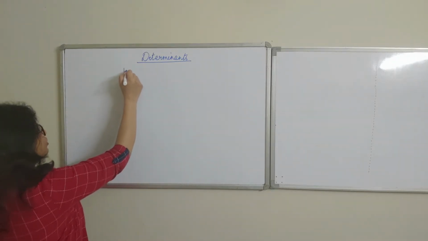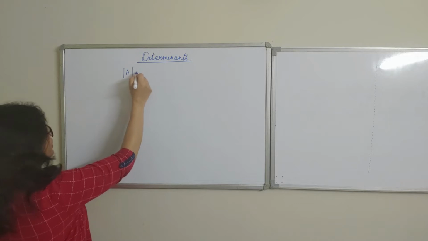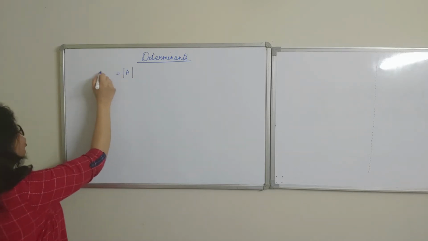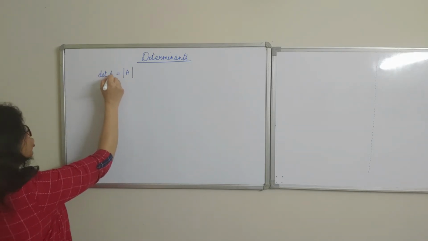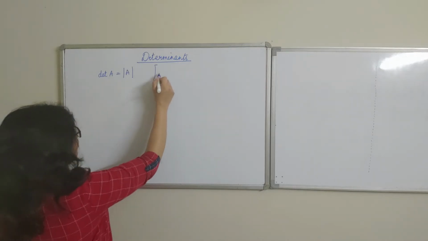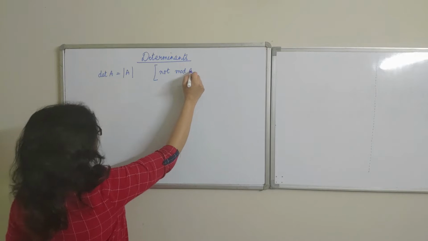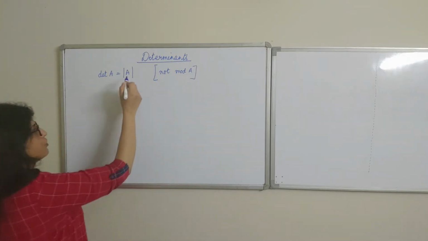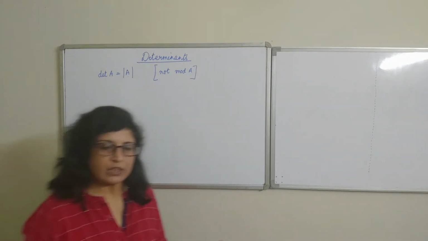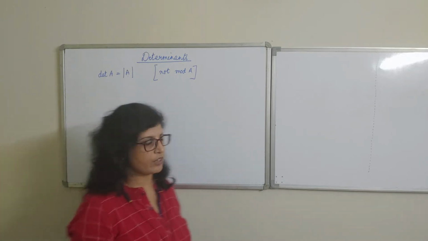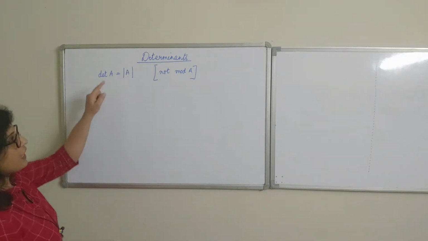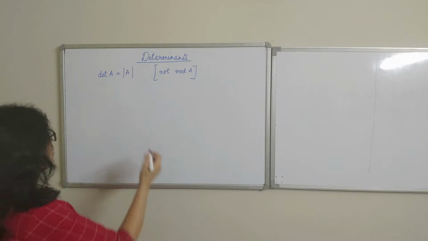So determinant of A is written like this, which can also be written in short this way. You have to understand that this is not modulus of A. This is read as determinant of A. It is not the absolute value of A. So now we'll see how to find out the determinant.